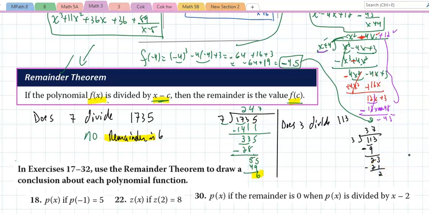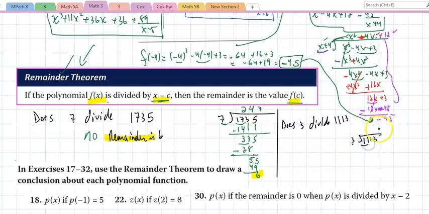Oh, wait. Oh, yeah. Silly me. Okay, I'm going to add another one. That doesn't divide it. That wasn't the goal. How do I know that? Well, I got a remainder of 2.